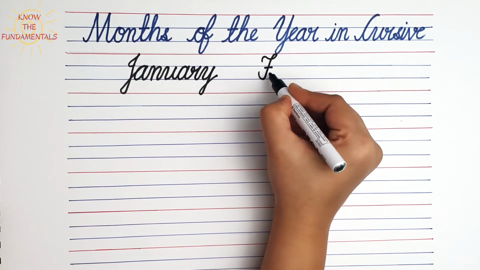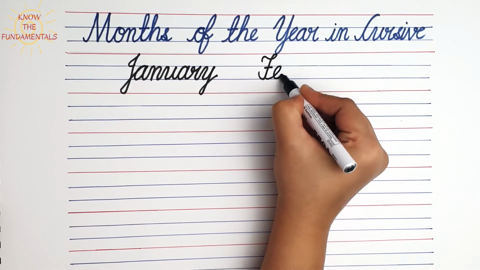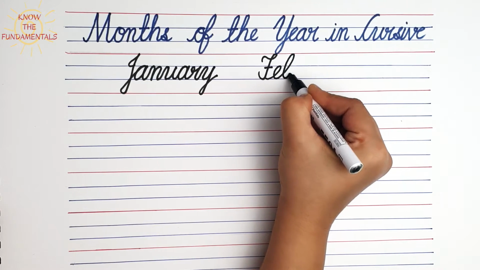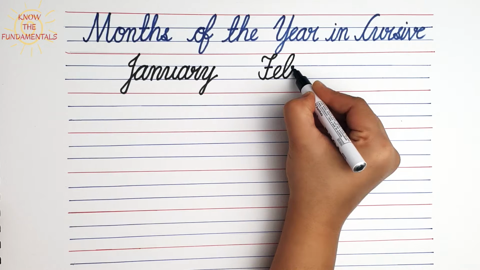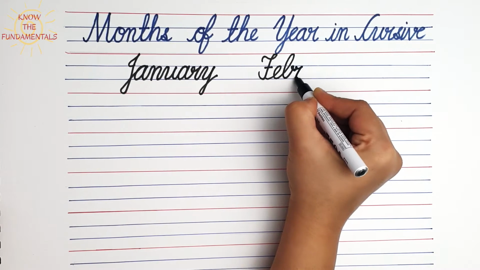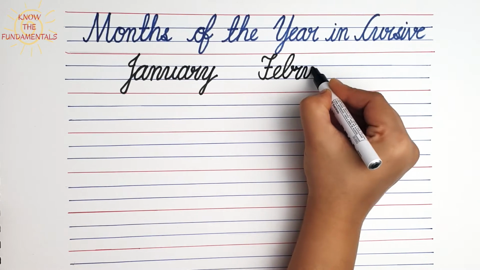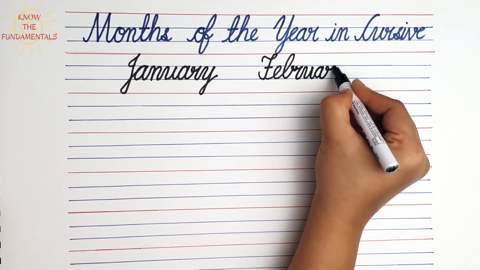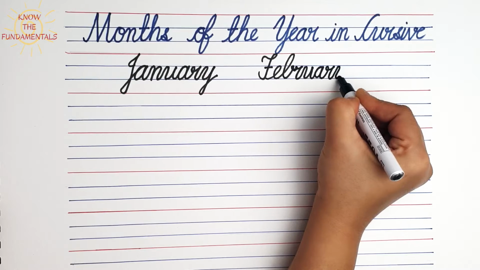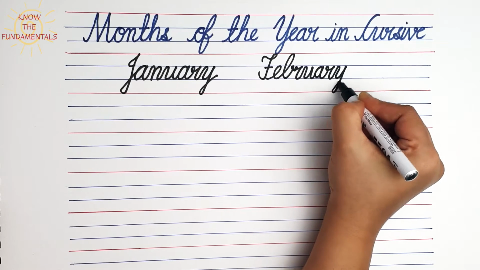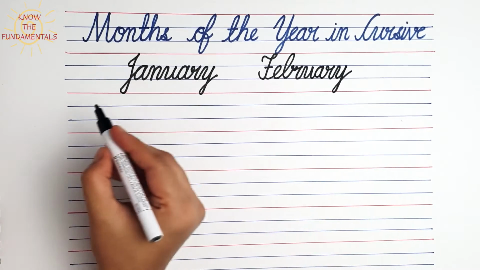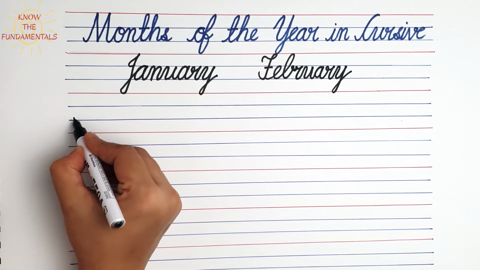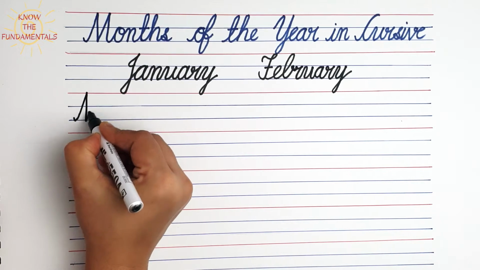F E B R U A R Y. February. The third month of the year is March.